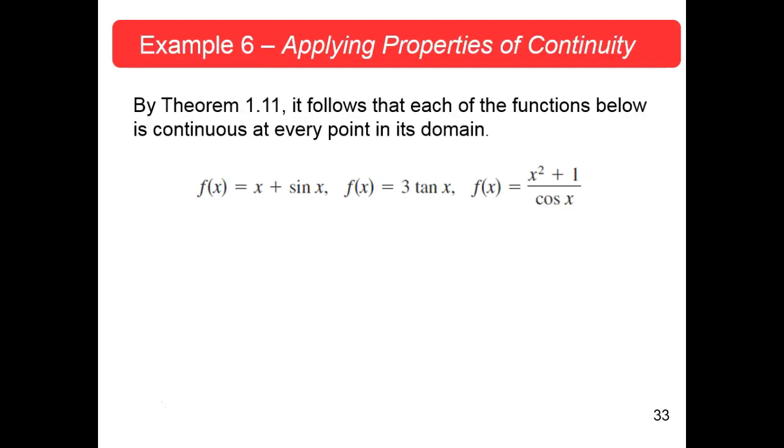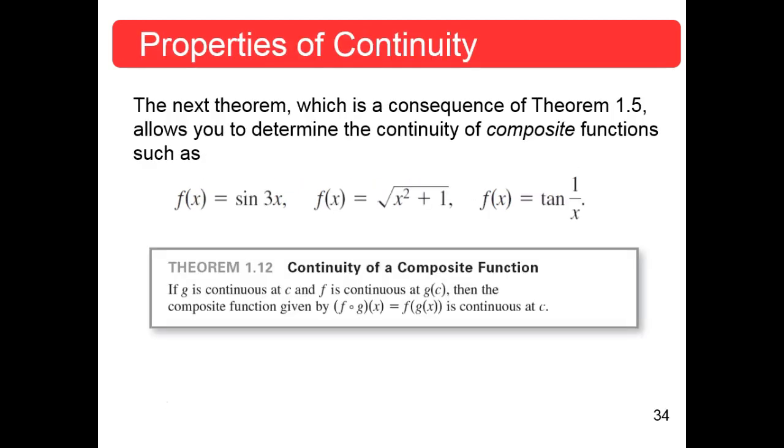Wow. That was example 6. So let's move on to the next theorem, which is a consequence of theorem 1.5, which is way back, and allows you to determine the continuity of composite functions. We have already stated that once today, such as f of x equals sine of 3x. That's a composite function with the outer function being sine and the inner function being 3x.